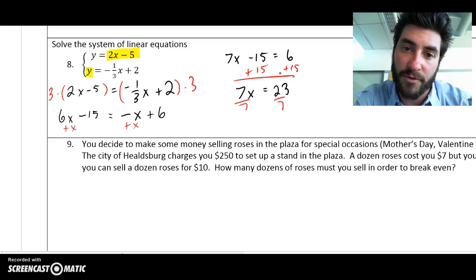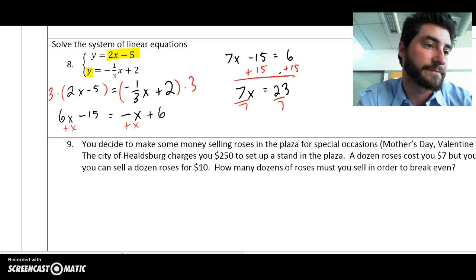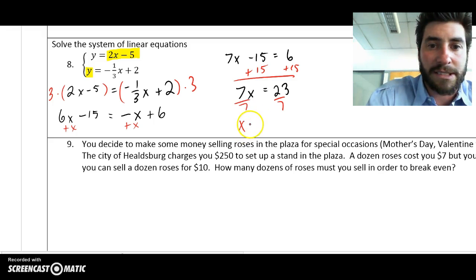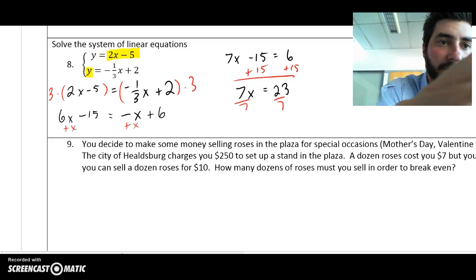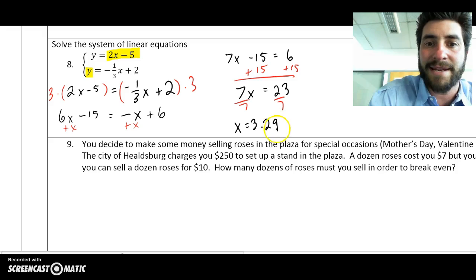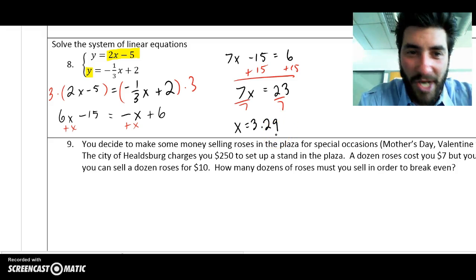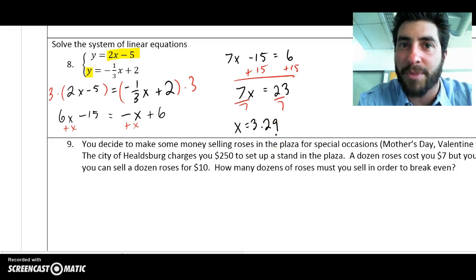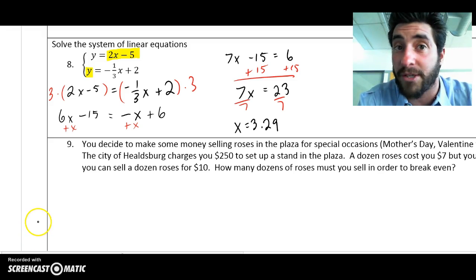Let's see, 23 divided by 7. It's kind of a nasty decimal. Alright, so it's x equals 3.29, which makes me think I'm going to go back and check my work. I'm going to check my work really quick. I'm going to put this on pause. See if you can find an error that I've done too. Press pause and see if you can find it.